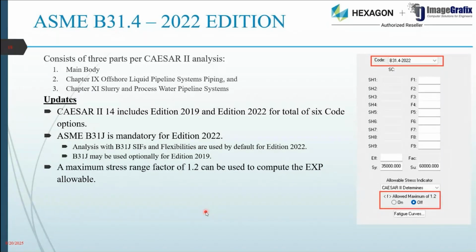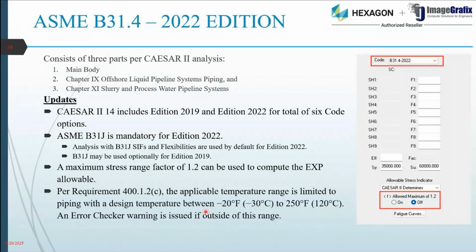A maximum stress range factor of 1.2 can be used to compute the expansion allowables, and that can be set at the bottom. Per requirement, as I said, the applicable temperature range is limited to piping with design temperature between -20°F, that is -30°C, to 250°F, that is 120°C. An error checking warning is issued if outside of this range. So whenever I'm going for B31.4, this is our range as per the code. If anything falls outside this range, then there is a warning under the error check module.